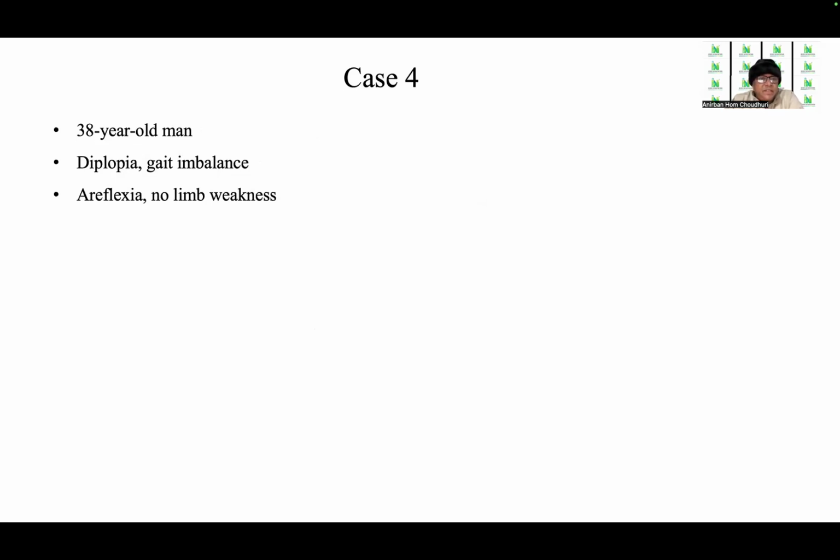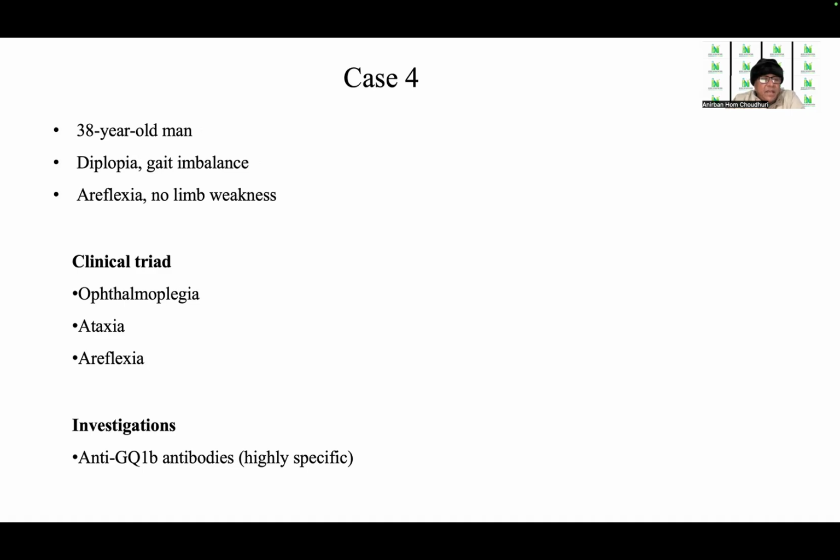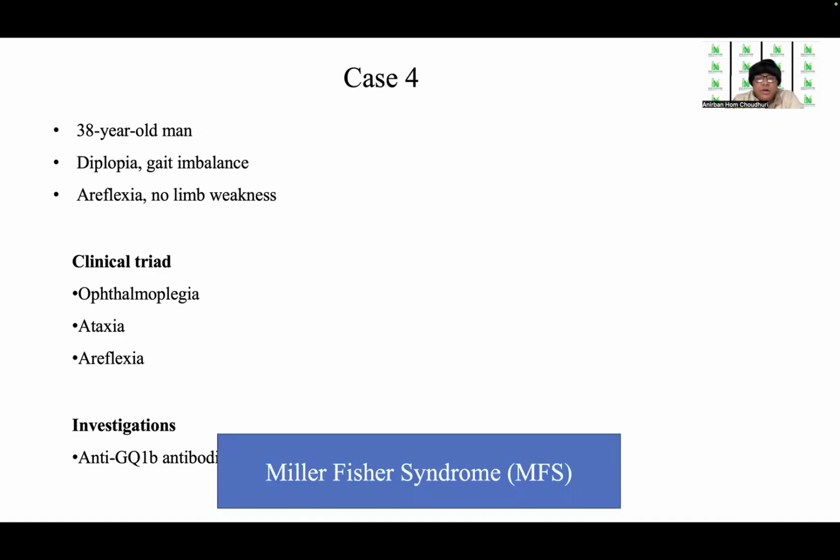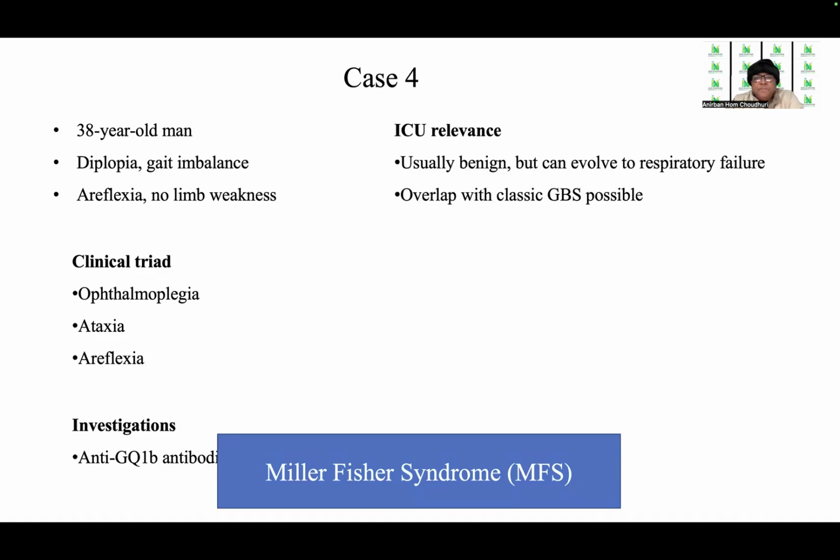The fourth case, let us see a 38-year-old man with diplopia and gait imbalance, along with areflexia, but no limb weakness. Now, this is the clinical triad of ophthalmoplegia, ataxia, and areflexia, and investigations show anti-GQ1b antibodies if the antibodies are measured. This is very typical of the Miller-Fisher variant of GBS. The ICU relevance is that it is usually benign but can evolve to respiratory failure. So one needs to be cautious in these patients, and it may overlap with classic GBS.